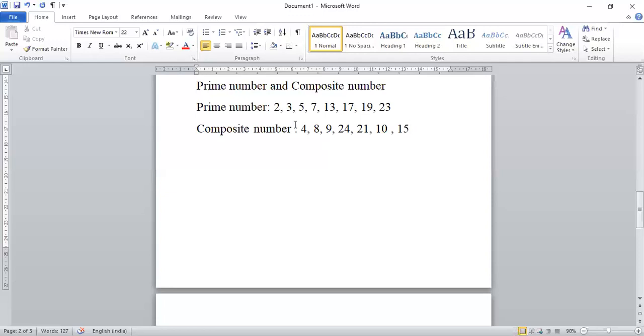If you observe the prime numbers, 2 is the smallest prime number, and after 2 all the prime numbers are odd numbers. So 3, 5, 7, 13, 17, 19, 23, these are all odd numbers except 2. So 2 is the smallest prime number. If we see 1, you might say that 1 is a prime number because it doesn't come in any other table. But 1 is neither a prime number nor a composite number. Okay, so this is the concept of prime and composite numbers.